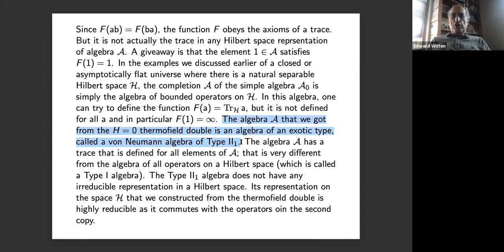That's very different from the algebra of all operators on Hilbert space. It does not have any irreducible representation in Hilbert space. Its representation on the space H that we constructed from the Thermofield double is highly reducible since it commutes with the operators on the second copy. By taking more and more operators on the second copy, you can reduce this Hilbert space representation into smaller and smaller pieces, but you never get to anything irreducible.